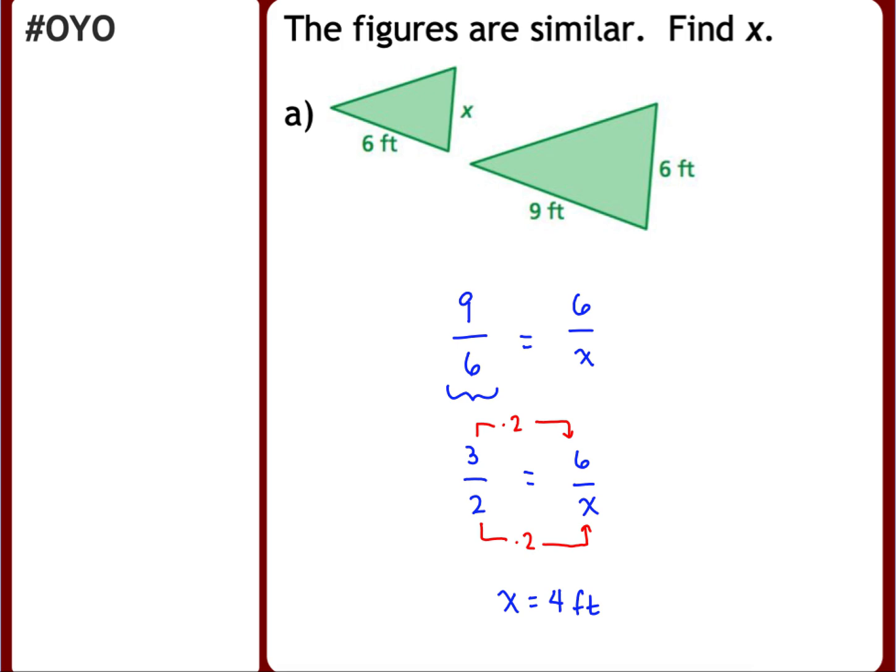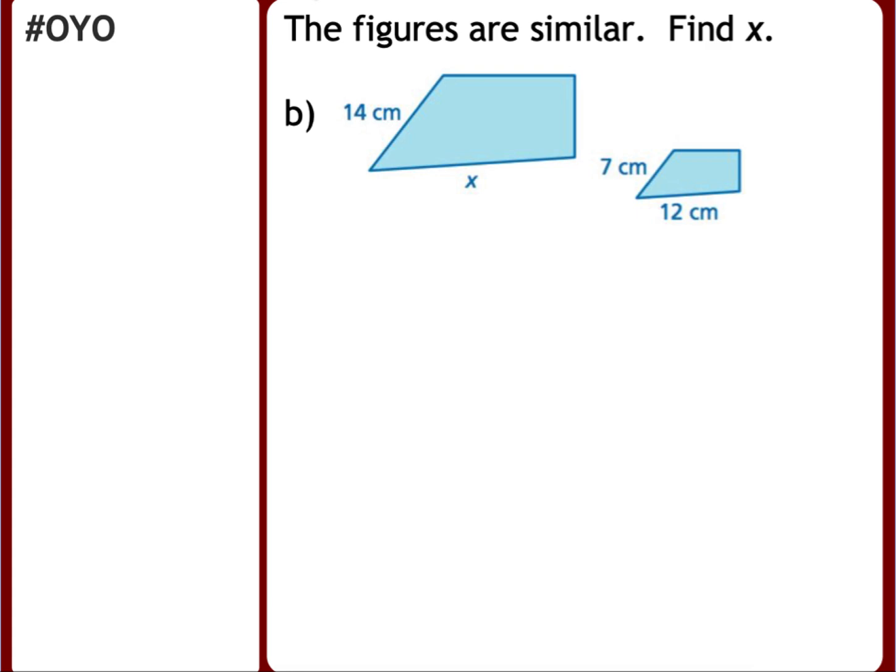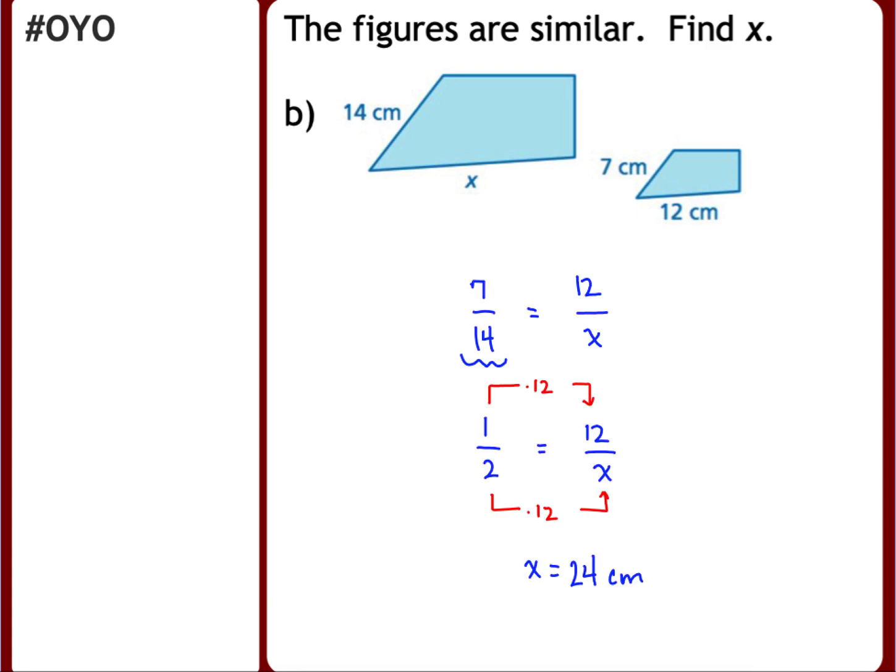All right, so you should get x is 4 feet. And one more with a quadrilateral. And x is 24 centimeters.